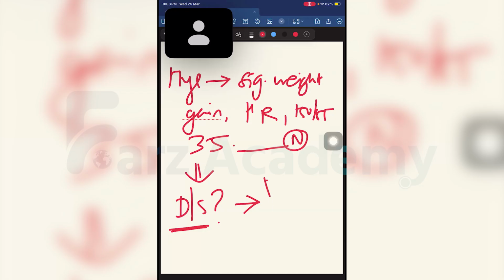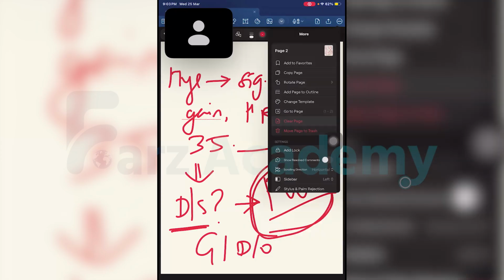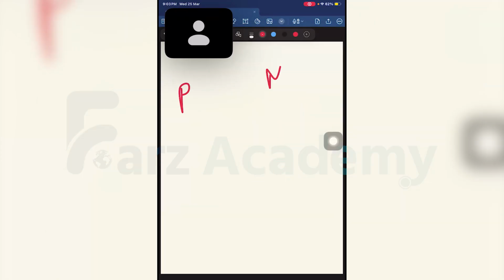I want to investigate him for Prader-Willi. Now tell me what is the defective mechanism here. Which group of disorders does Prader-Willi come into? Genomic imprinting disorder, right? Tell me whether it is paternally or maternally imprinted.